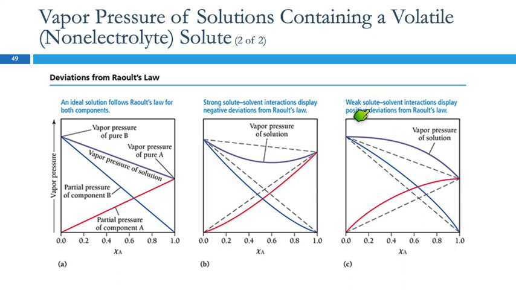The other case is when we have weak solute-solvent interactions. So here the particles are like, I'm not so sure about you, right? I think I'd like to leave. So they would prefer to get out and evaporate. And so here we see the vapor pressure for each component bulging above what's predicted, and so then the total vapor pressure also is going to bulge.